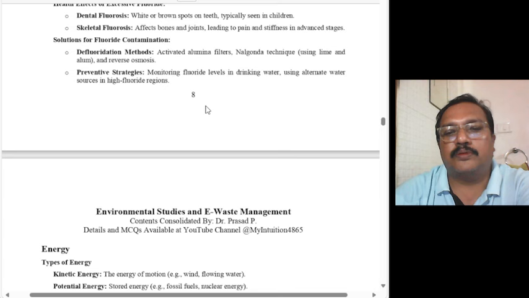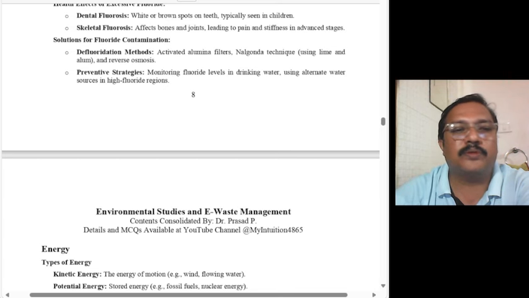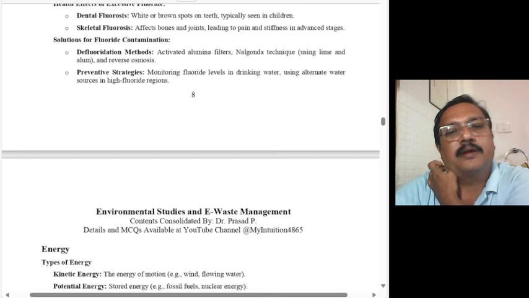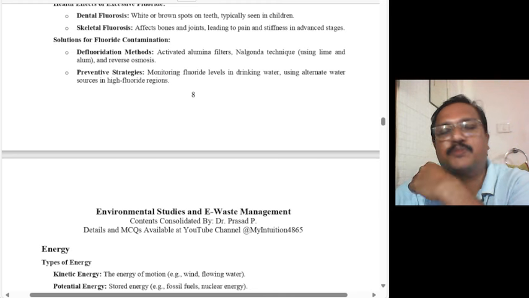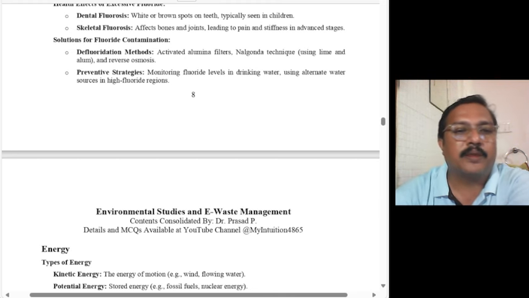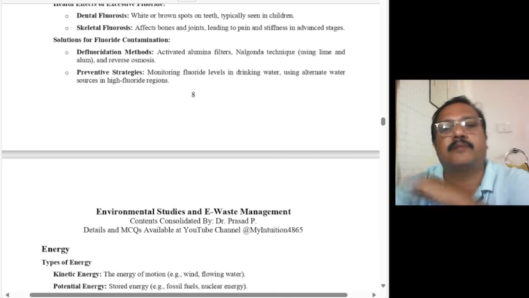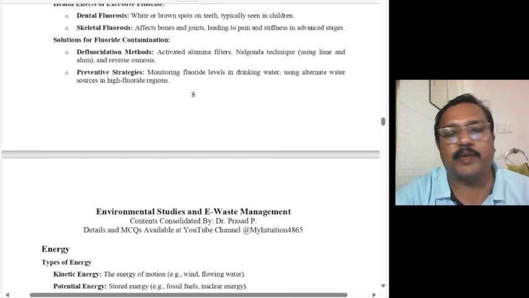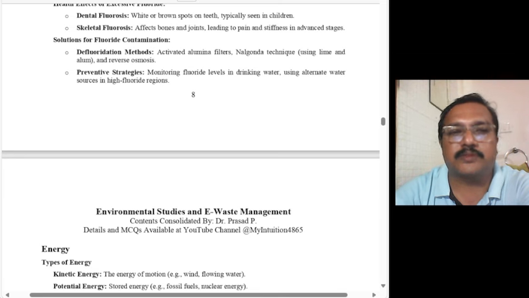In addition to these methods, there are preventive strategies to make sure that we are not exposed to too much fluoride by monitoring the fluoride level. That means regularly testing the water for fluoride levels to help people know if they need to take action. If the levels are high, they can use any of the defluoridation methods to clean the water. Or using alternate water resources.